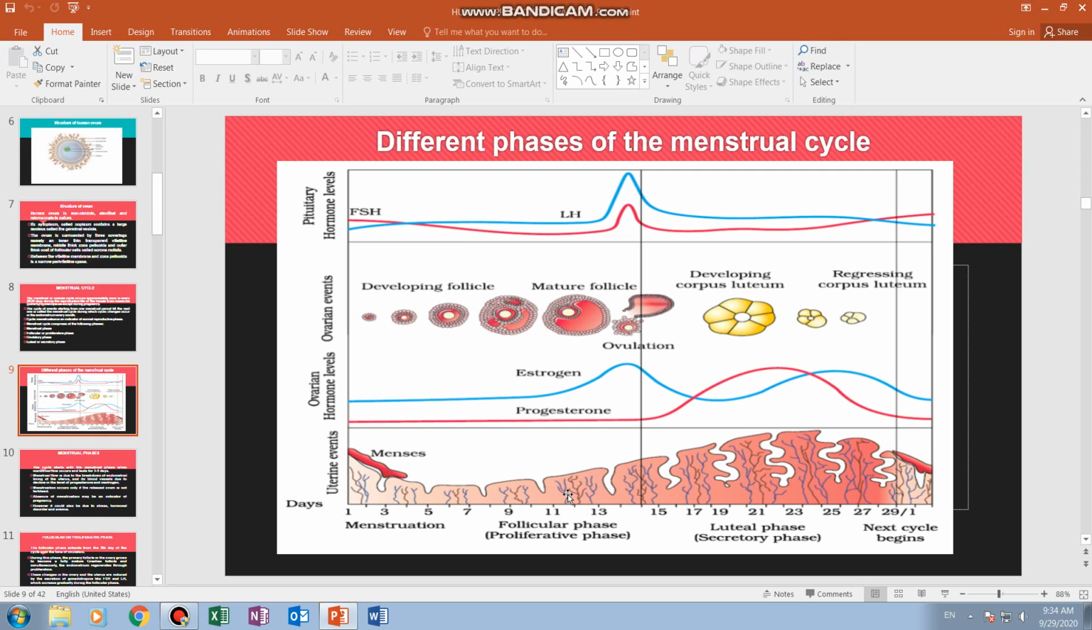The third one is called the ovulatory phase. As the name suggests, it refers to the release of ovum from the mature Graafian follicle, the release of ovum or the secondary oocyte.